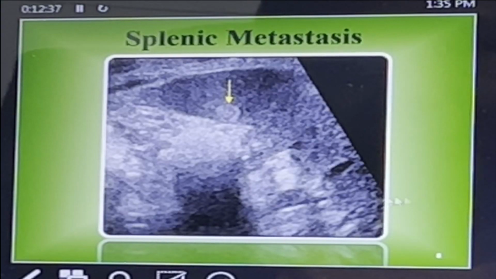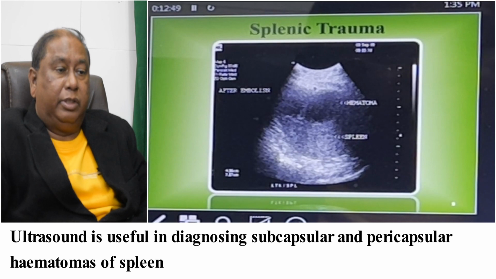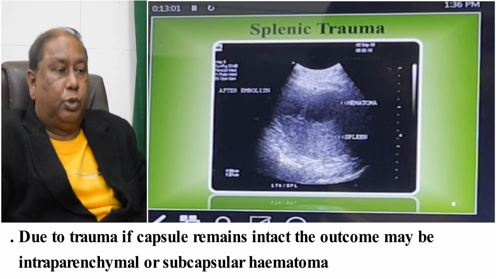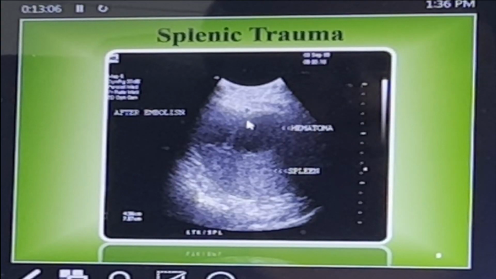Hemangioma may have a well-defined echogenic appearance. It is hemangioma. Ultrasound is diagnostic for subcapsular and pericapsular hematomas of spleen. Due to trauma, look at this picture. You are seeing the hypoechoic area. This is hematoma.